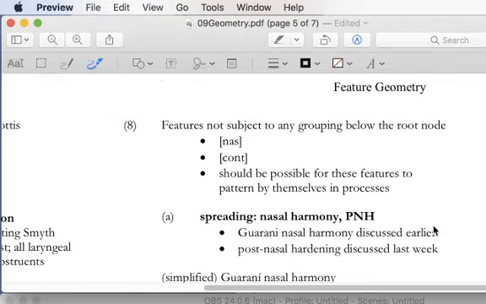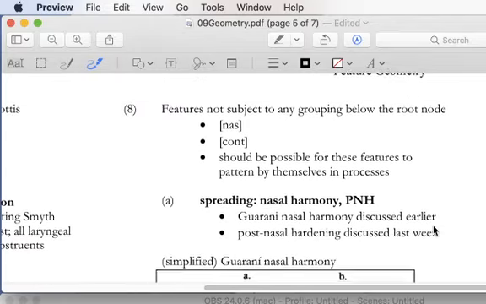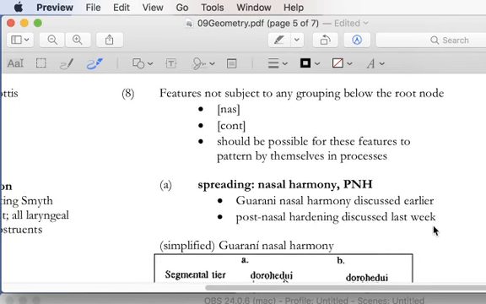And then finally, there are going to be features that are below the root node. They're not contained in the root node, but they're not subject to any other large grouping. So we saw that laryngeal features are themselves a large grouping, and place of articulation features, major place features, are a large grouping. But it looks like features like nasal and continuant don't seem to be subject to any large subgroupings below the root node.